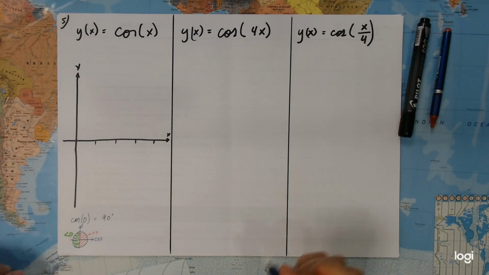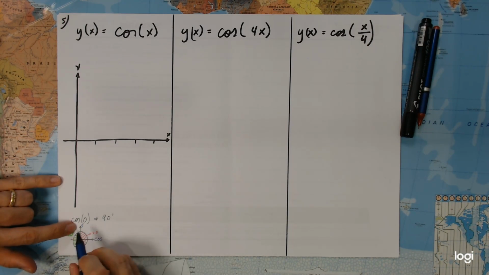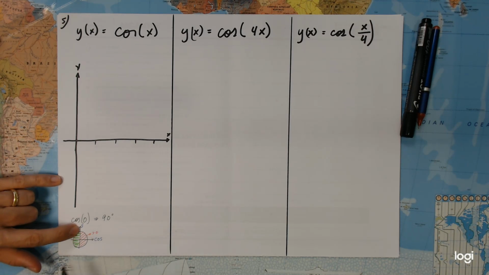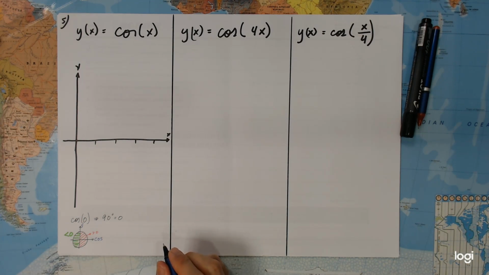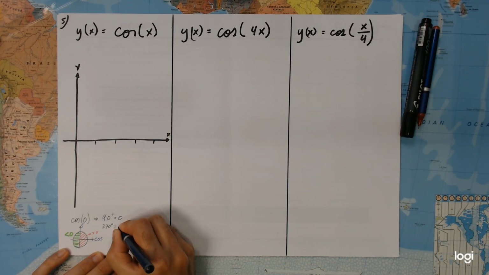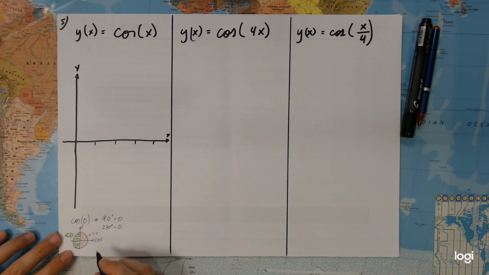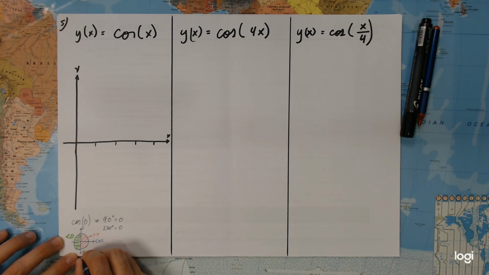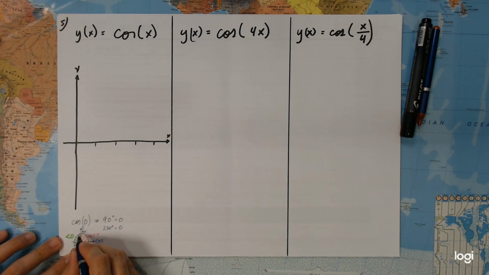And what is the cosine of 90 degrees? At 90 degrees it is just like here. The cosine of 90 degrees is just 0. And also 270 degrees, it is going to be 0. So this is 270 degrees and this is 90 degrees. So this is 0 and this is also 0.